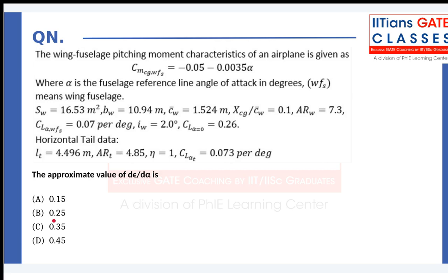Okay. The approximate value of dou epsilon by dou alpha, that is the slope of the downwash angle. Do you remember the formula? I will write it down here. When we solve a few questions, you will remember these formulas. It's not very difficult. It's 2 CL alpha wing by pi E AR, AR of the wing, okay? Be very careful of the units.